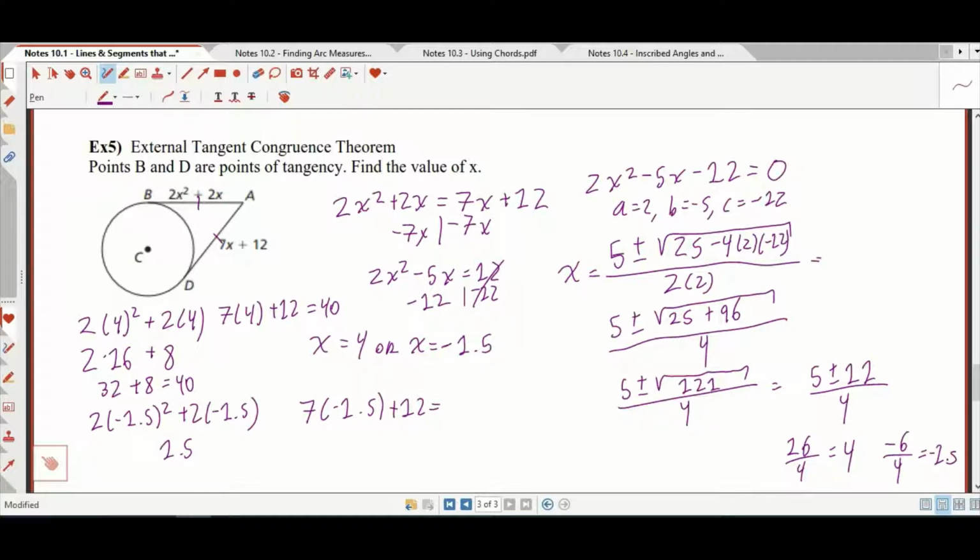That's a positive 1.5, which means all we can say is that either x is 4 and AB is congruent to AD and that the length is 40, or that x is equal to negative 1.5 and that AB is congruent to AD and that length is actually 1.5. Which one of those? We cannot say. There is not enough information.